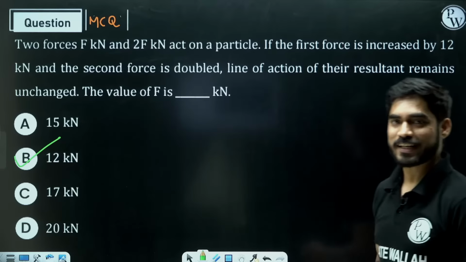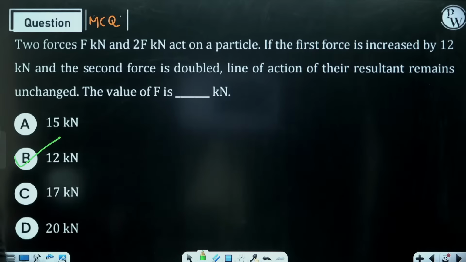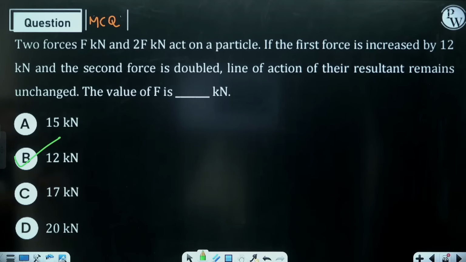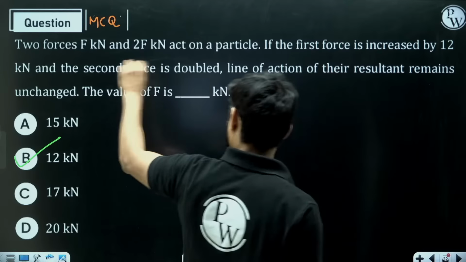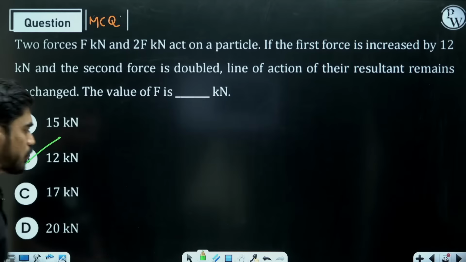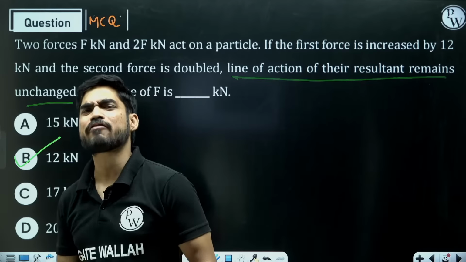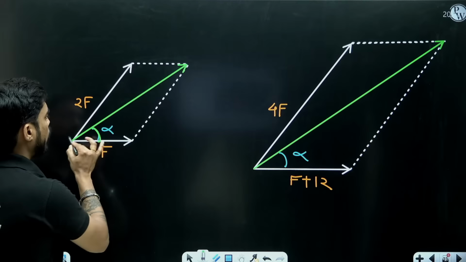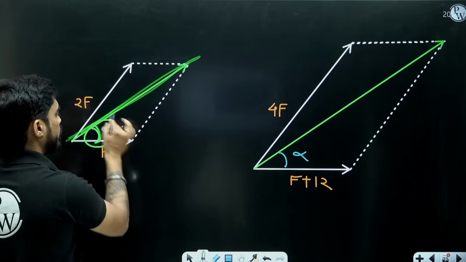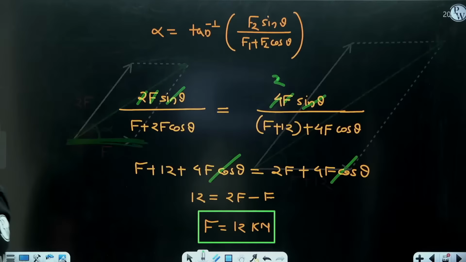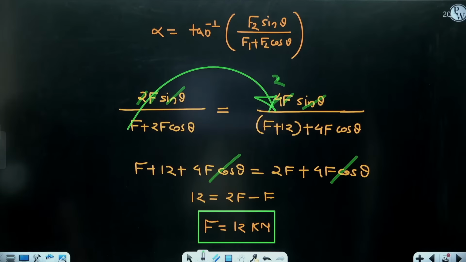12 kilonewton. So it was an interesting question, right? The most important thing in solving this question was how we are going to approach this. What is the thing that you need to do in order to make this line of action remain unchanged? So you had to decode this line, line of action remains unchanged. It means the angle of this line of action with this F will remain same. So if this was alpha, this will also be alpha. So you have to just equate both alpha and you will get the answer. Chalo.